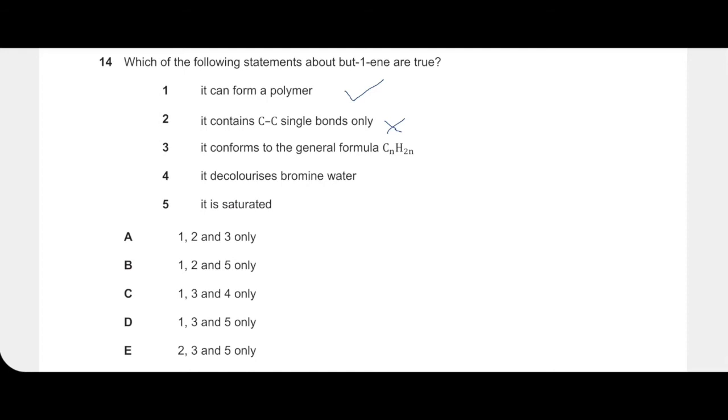Statement number 3: it conforms to the general formula CnH2n. That is true. That's for all alkenes. Statement number 4: it decolorizes bromine water. Yes, it does, because there's a carbon-carbon double bond. And statement number 5: it is saturated. No, it is not, because it contains a carbon-carbon double bond. And from that, we could determine that the correct answer to this question is C. And that's question number 14 completed.